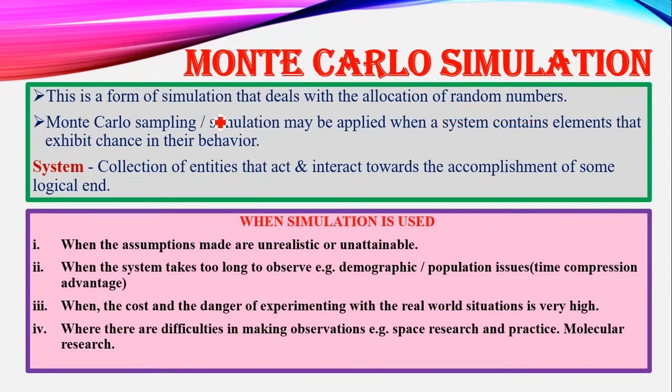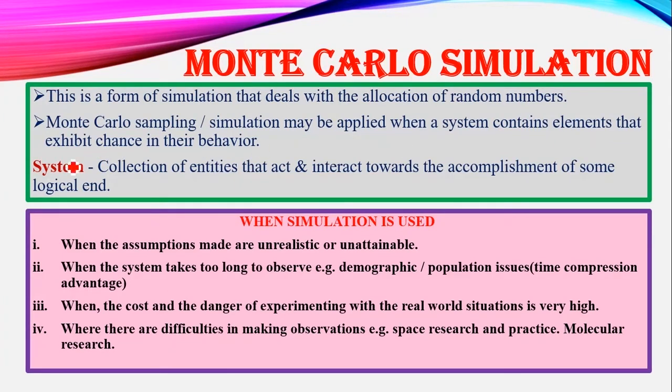So what we mean by that, Monte Carlo sampling or simulation can be applied in systems that contain elements that exhibit chances in their behavior. That is, the future is uncertain. It is something that you cannot predict because the behavior is so different. It keeps on changing. There are variations in the various variables in that particular case. So when we have variations in the variables, that is where you bring in the concept of Monte Carlo simulation.